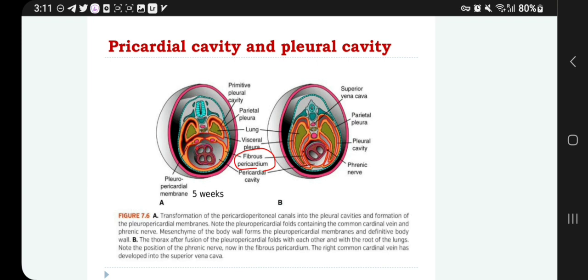One of them is attached to the tissue, that's the visceral, and another one is fibrous, and that's two layers. Visceral is internal, and external is the fibrous pericardium. This fibrous pericardium originates from this fold, the pleuropericardial membrane. So the pleuropericardial fold gives rise to the fibrous pericardium in adult. You can see here we have a pericardial cavity in the mediastinum and two lateral pleural cavities.